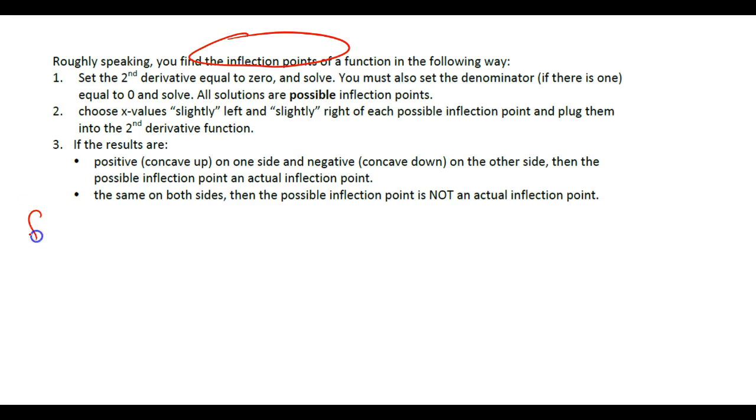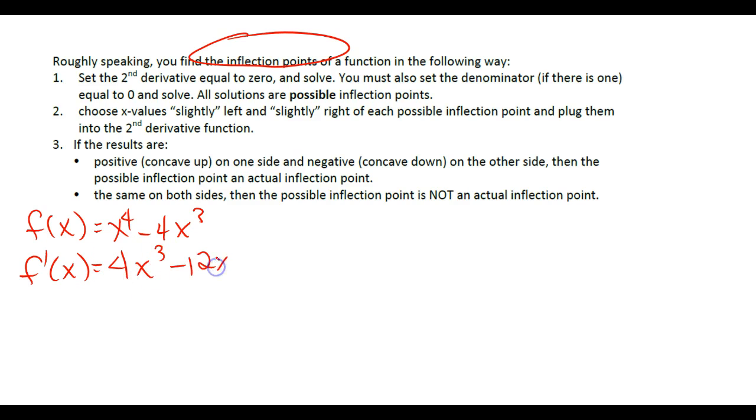So let's first take our first derivative, because we need to do that to get the second. So this becomes 4x to the third minus 12x squared. And my second should be 12x squared minus 24x. So I have now my second derivative. I'm going to set it equal to 0.